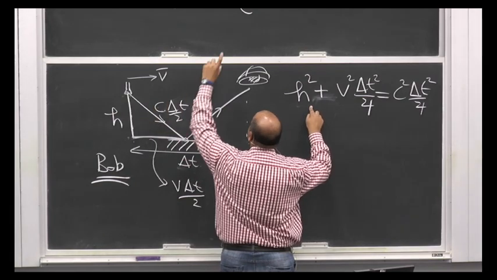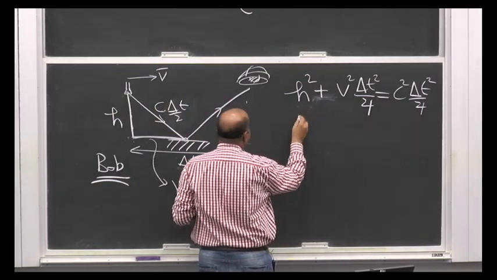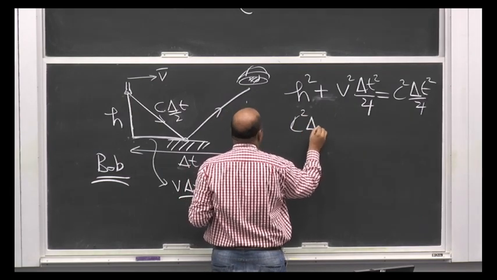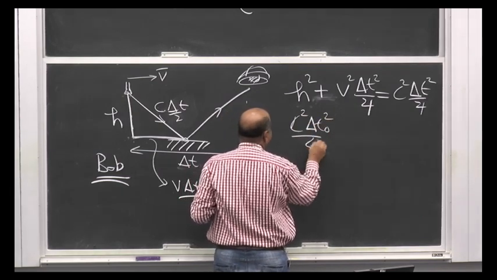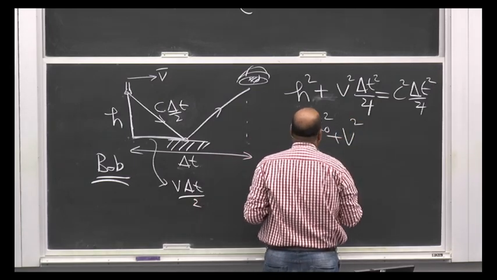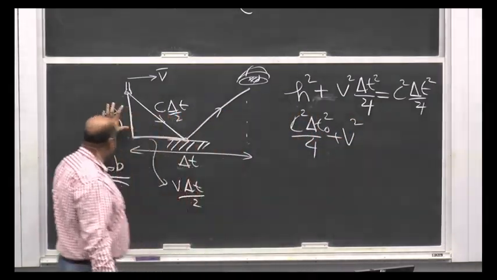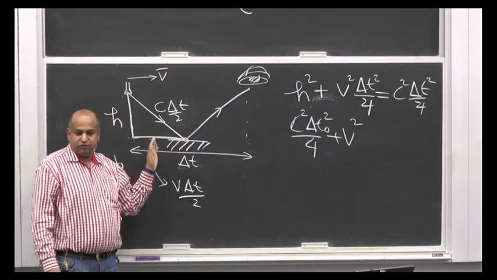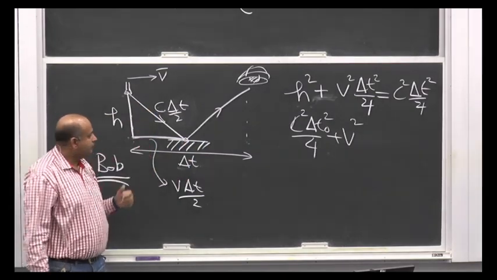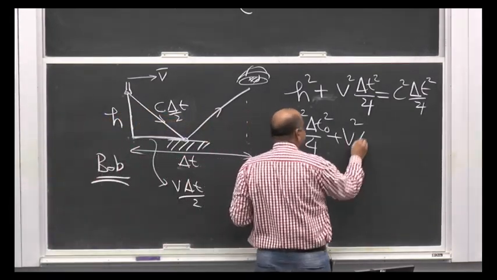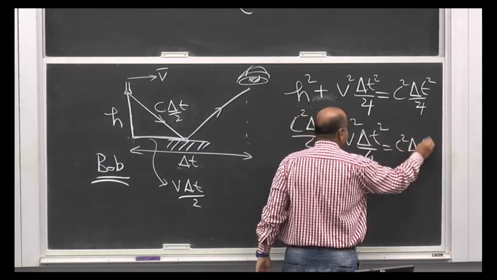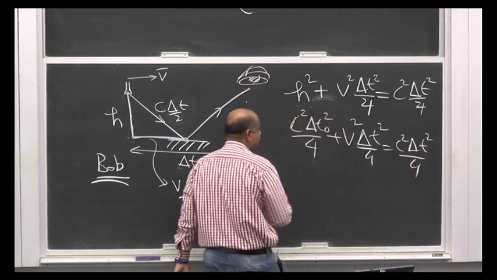And what is h? H is this height, which we can find from there, which is C square delta T naught square over 4. H does not change, because the contraction happens along the direction of motion, not in the other way. So we have v square delta T square over 4 and C square delta T square over 4.